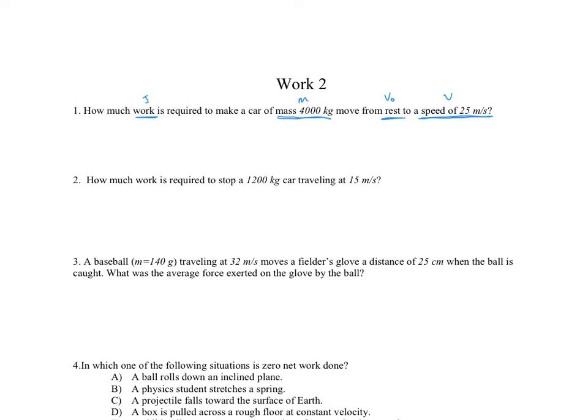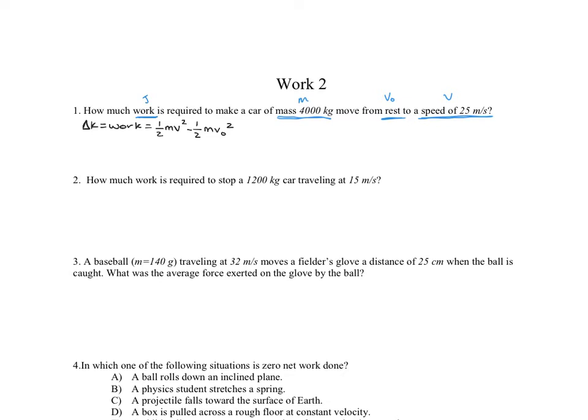The kinetic energy formula is change in K, which is kinetic, is equal to work is equal to 1/2 mv squared minus 1/2 mv naught squared. The m stands for mass, and the v squared stands for final velocity squared, and then the v naught squared, which is the v with subscript 0, stands for initial.